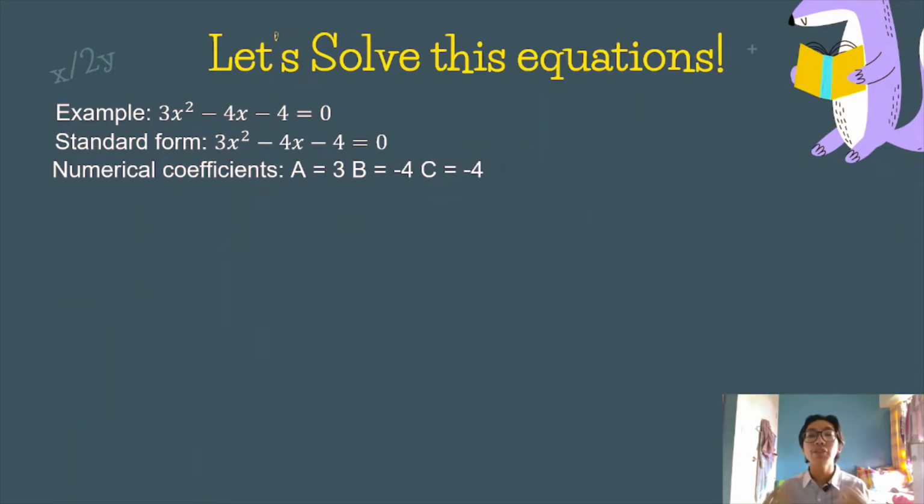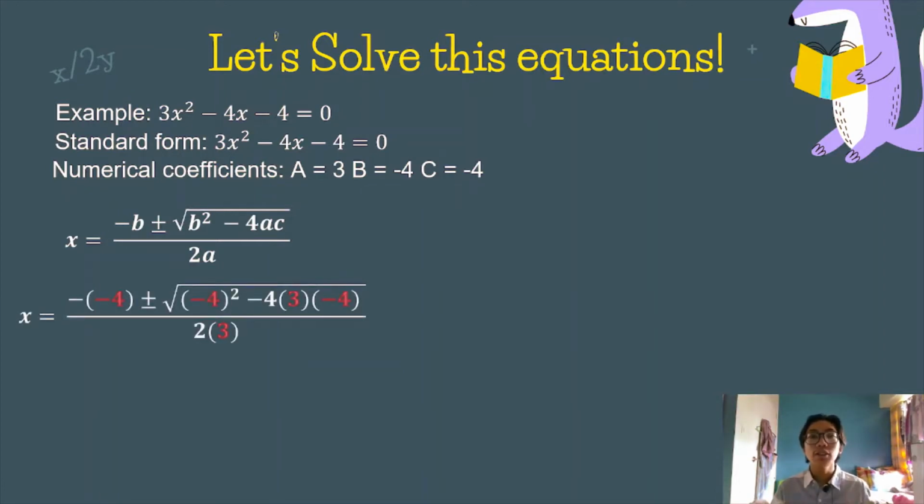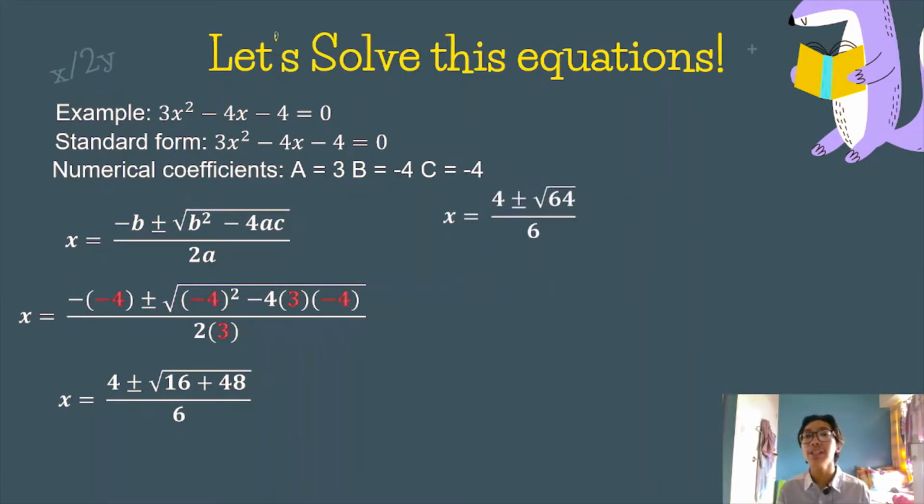Now, here we have our second example, which is already in standard form, and the values of a, b, and c are already identified. We just need to plug them into our formula. Then, don't forget the parentheses. After that, we simplify the expression, which is x is equal to 4, plus or minus the square root of 16 plus 48, all over 6. Then add inside the square root. It will become x is equal to 4, plus or minus the square root of 64, all over 6.